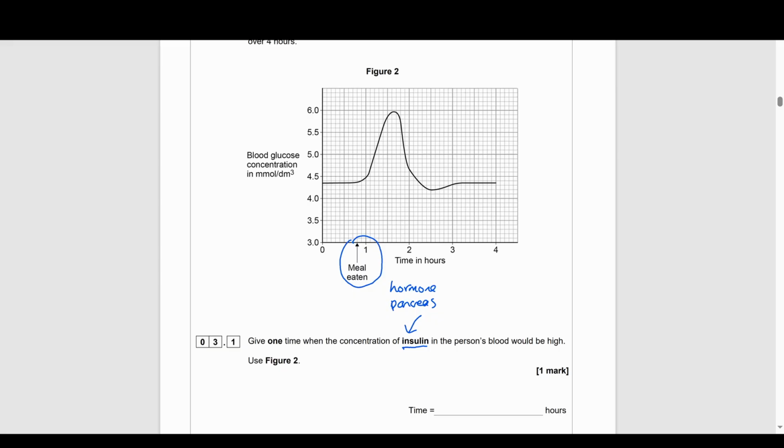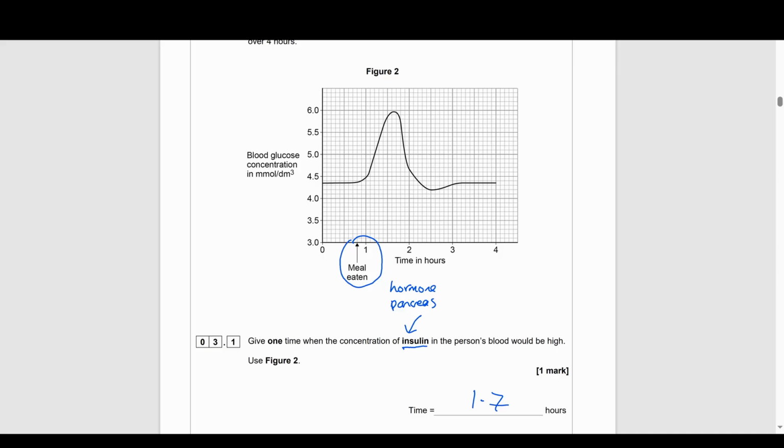So what we're expecting then is this insulin to be high when the concentration of glucose is high. So when there's a concentration of glucose high, we need a time period, not a blood glucose concentration. So any time, the highest point would be around here. So if we were to read from our peak of our graph, it would be around 1.6 or 1.7 hours. And that would be a suitable time to use.